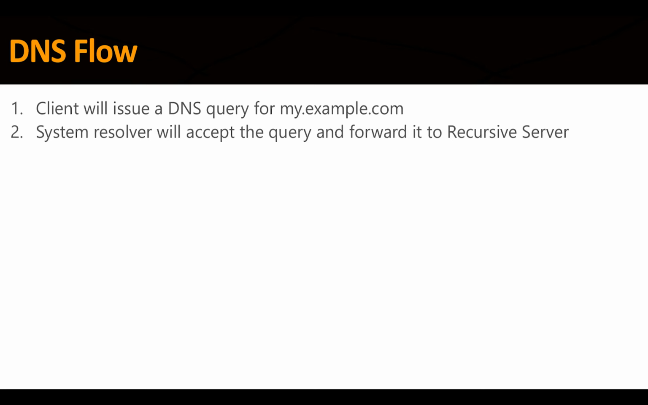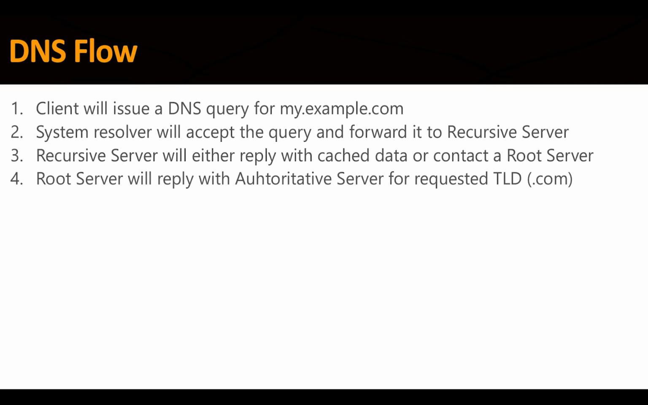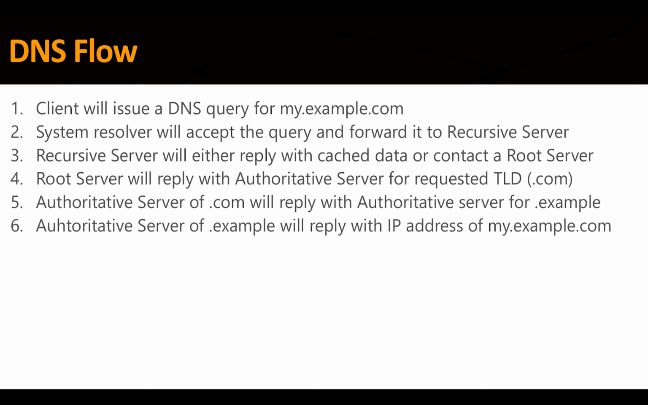System resolver in your operating system will accept the query and forward it to the recursive server. Recursive server will either reply with the cache data or contact the root server in case it doesn't know the IP address of .com. So the root server will reply with authoritative server for the requested TLD, in our case .com. Then authoritative server .com will reply with authoritative server for .example, and then finally .example will reply with the IP address of my.example.com.